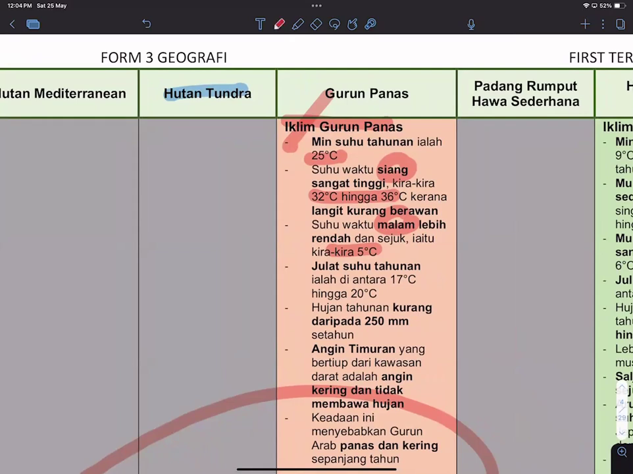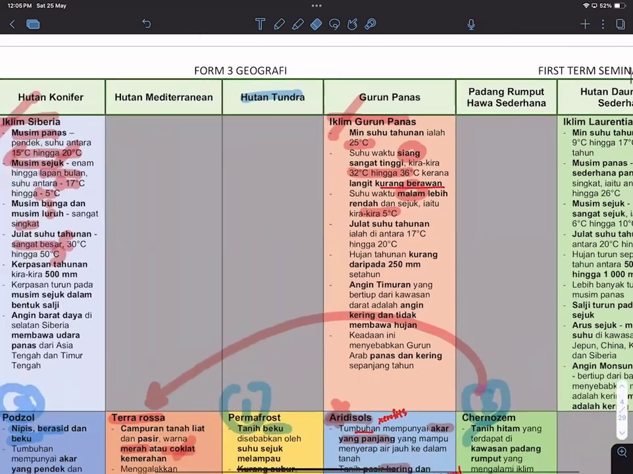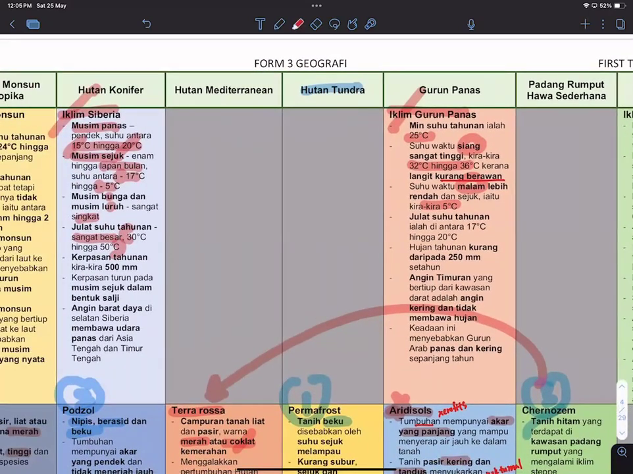So just break it up for the suhu pada waktu siang dan malam is, kurang berawan, no cloud. The reason, that's why they cannot retain the heat and they cannot retain the cold temperature during nighttime. There's no cloud.